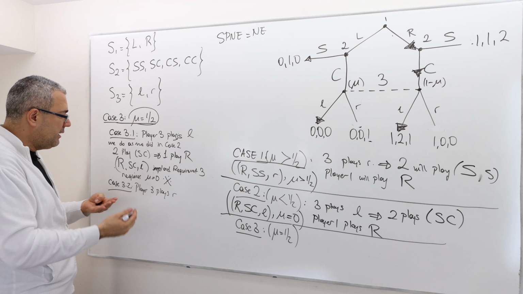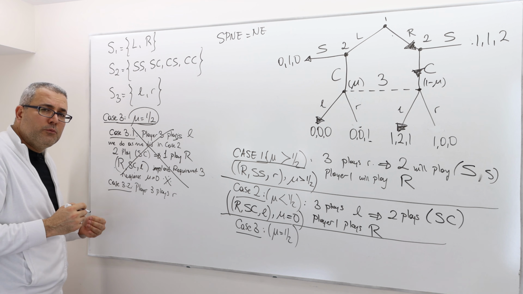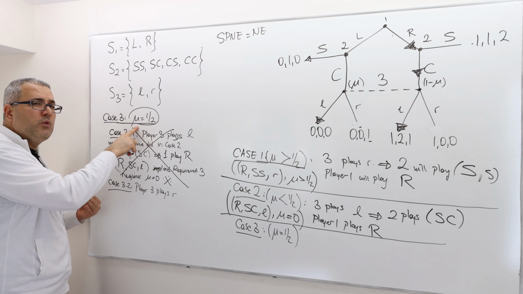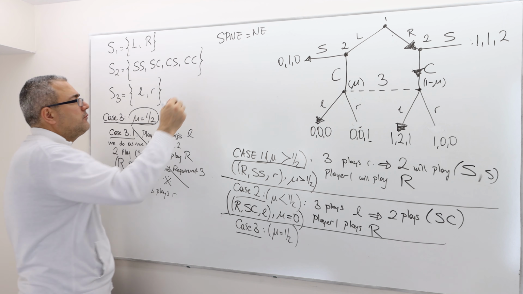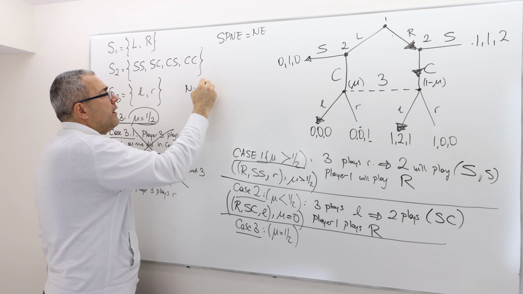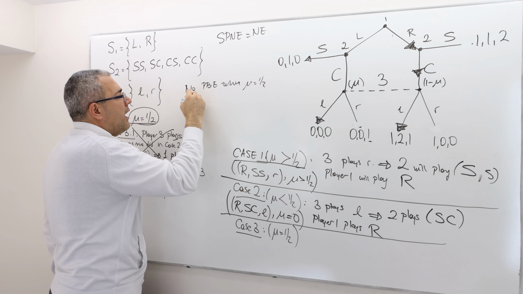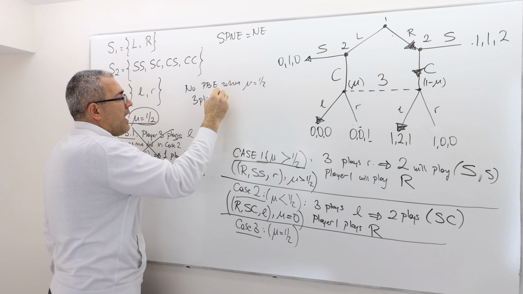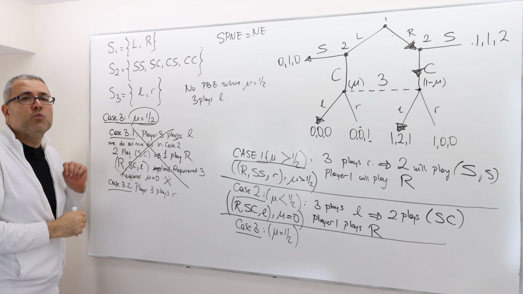So what does that mean? That means there is no perfect Bayesian equilibrium of this game where mu is 1/2 and player 3 plays L. That's the conclusion of case 3-1.